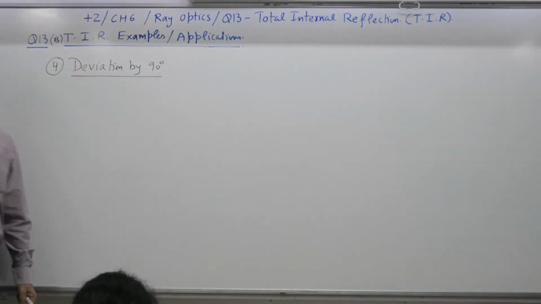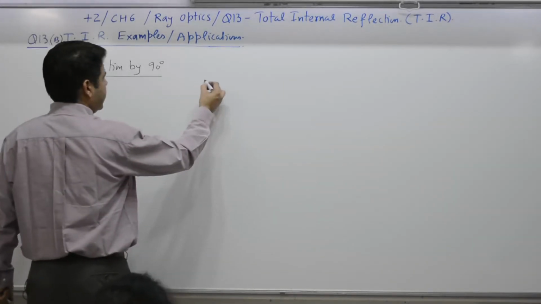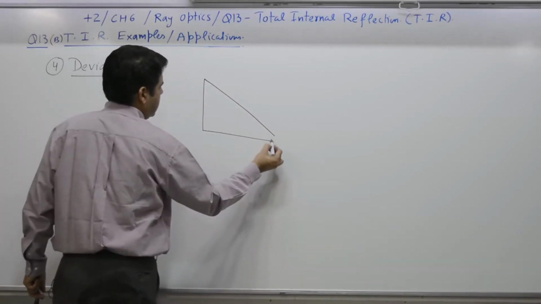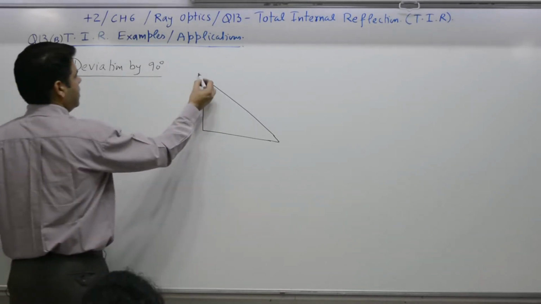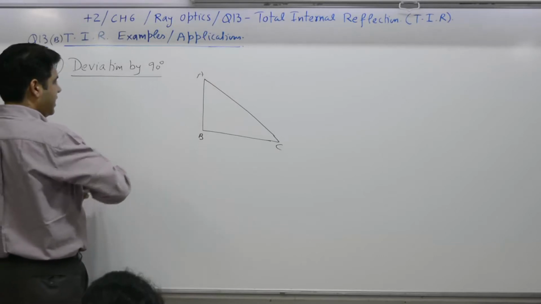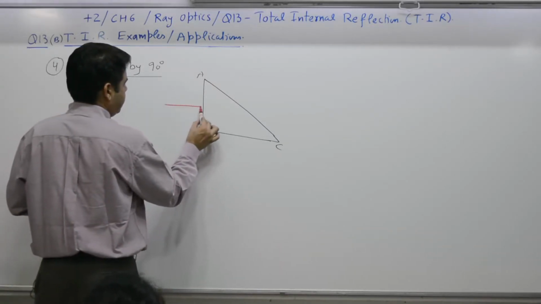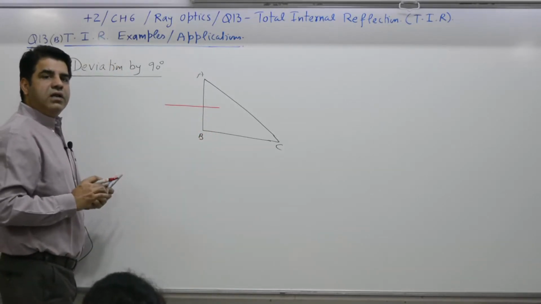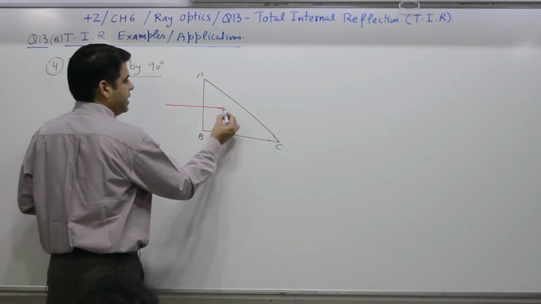Deviation by 90 degrees means what? Suppose you want to turn a ray by 90 degrees, then what? Take a prism ABC. Suppose a ray of light is incident on this face normally. It will pass as it is. Why? Angle of incidence is 0, the angle which the ray makes with the normal to the plane. So it will pass as it is.